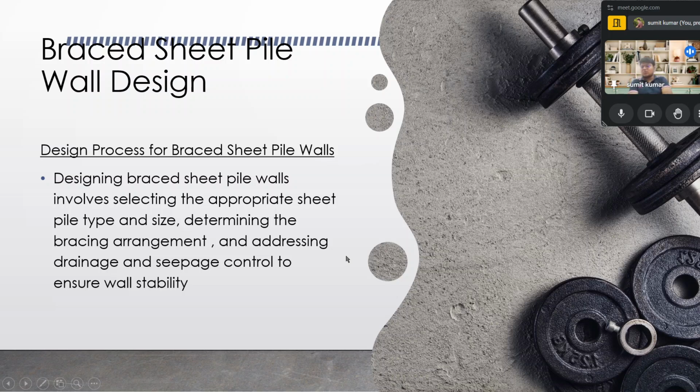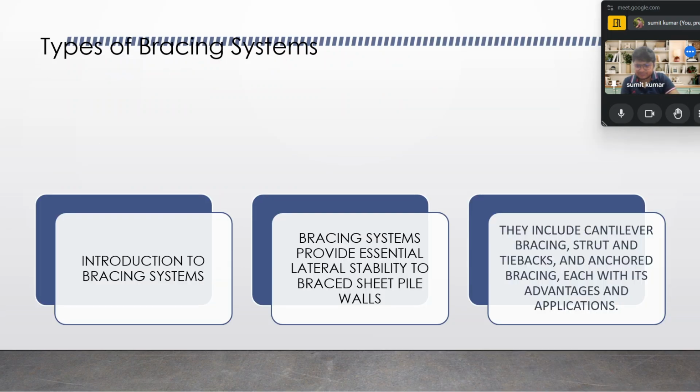Okay, now we talk about the braced sheet pile wall design. Designing the braced sheet pile walls involves selecting the appropriate sheet pile type and size, determining the bracing arrangement, and addressing the drainage and seepage control to ensure the wall stability. Now, as we talk about the types of bracing system, the bracing system provides the essential lateral stability to the braced sheet pile wall. They include cantilever bracing, struts and tie backs, and anchor bracing, each with its advantage and application.